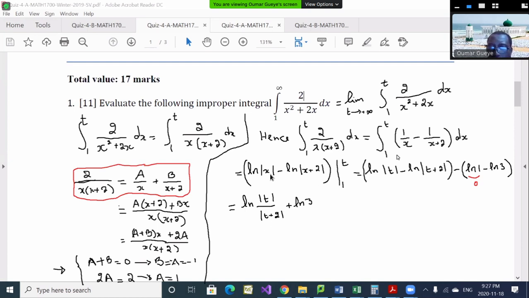I use the property of the log function because if I just leave it like that, I will not be able to take the limit: when you let t go to infinity, you get infinity minus infinity, which is an indeterminate form. That's why I write it as ln of t over t plus 2, because you know ln of x over y is exactly equal to ln of x minus ln of y. I use this property here, and now I'm ready to calculate the limits.